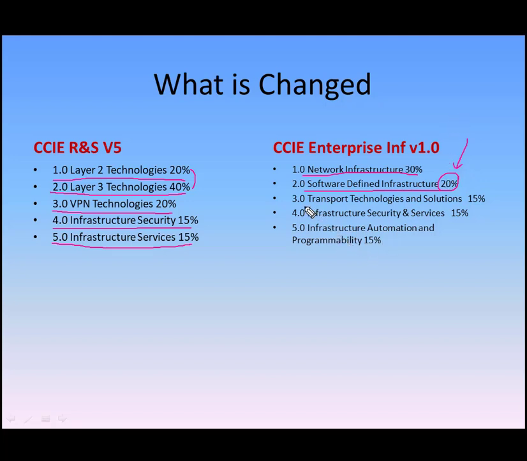If you see, transport technologies and solutions is a new section that's been added, and infrastructure security remains the same, 15%. And finally, again, the big change is in infrastructure automation and programmability. We see that already in the first track, there's a major shift towards software-defined networking and programming.